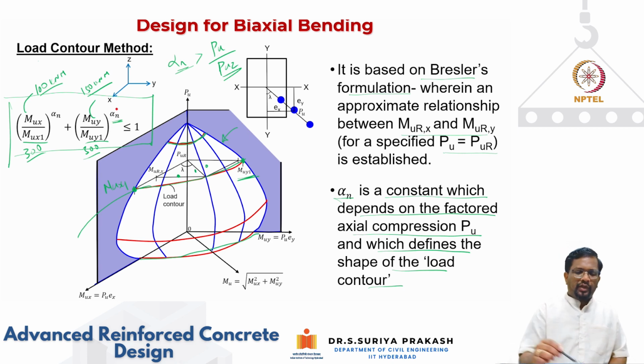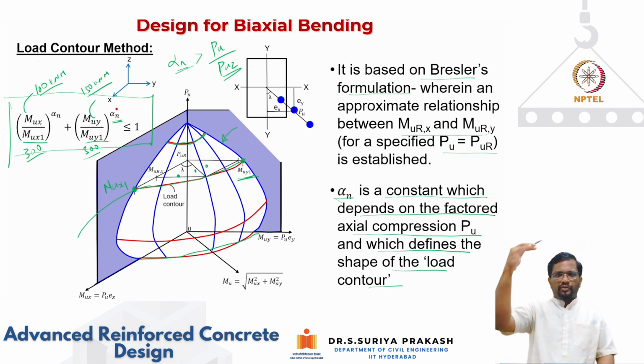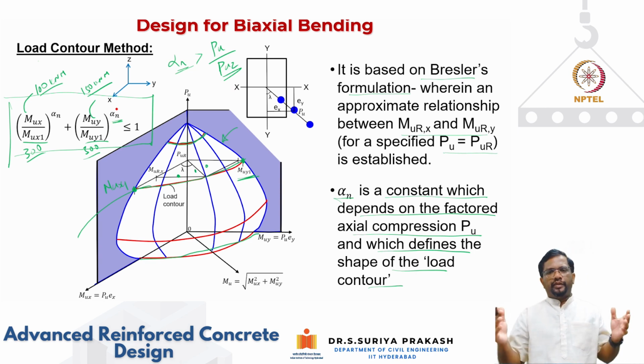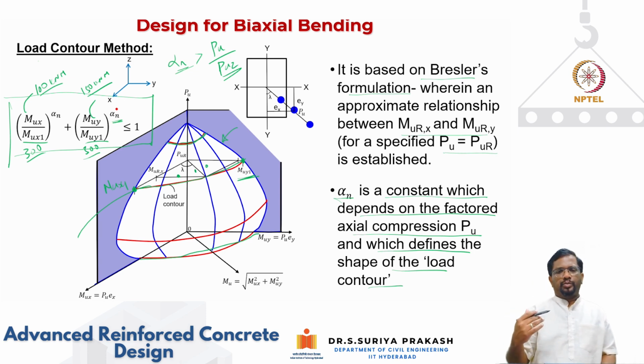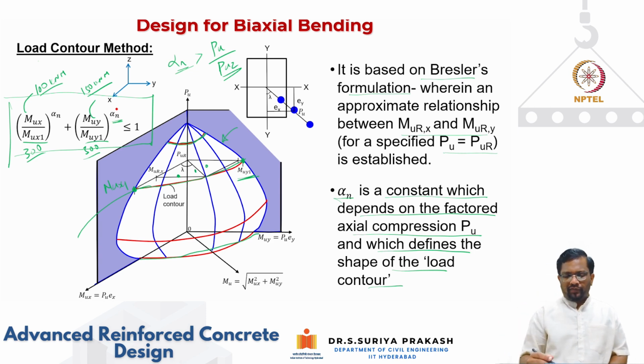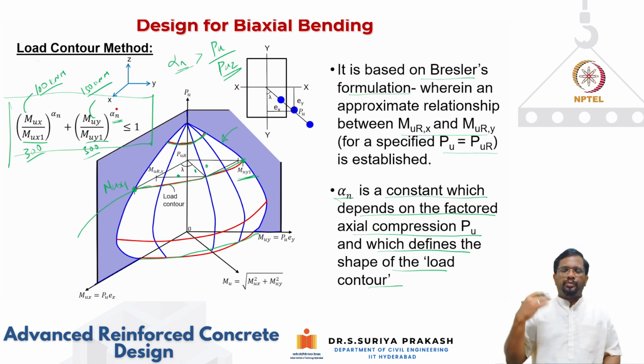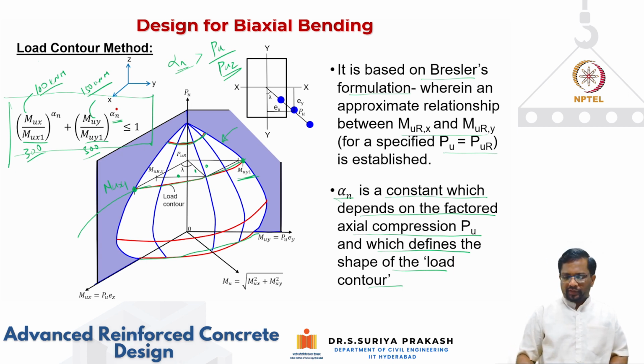This equation is called a load contour because the shape of this interaction between the two bending moments is going to change depending upon the level of your axial load. That is the reason it is called the load contour method, because alpha n is going to be a function of your PU. In fact, it is a function of PU divided by the pure axial compression capacity, which we will see. So this is a very approximate way of checking whether your bending demands are meeting the requirement. So let us see.